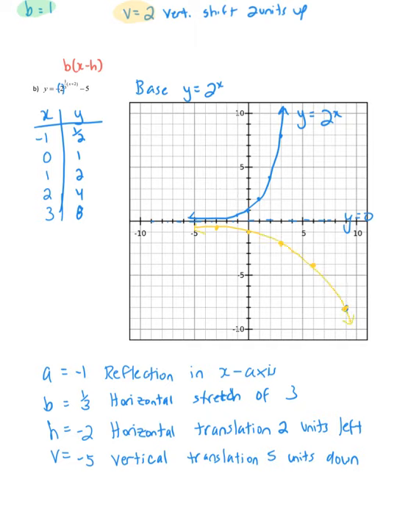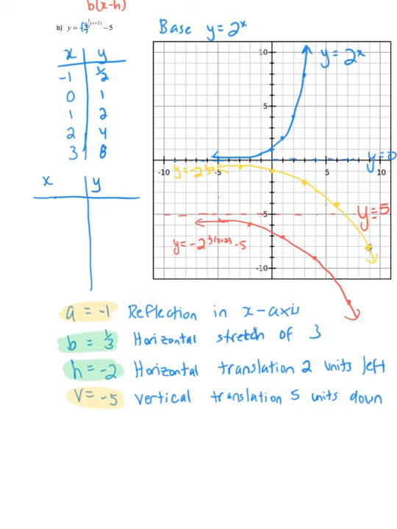Our asymptote still remains at y equals 0, but that's going to change next when we apply the horizontal and the vertical translations. So then I just took each of those yellow points and I've moved them 2 to the left and 5 down. So I did that for each, and then again I moved that asymptote y equals 0 down 5, so the equation becomes y equals negative 5.